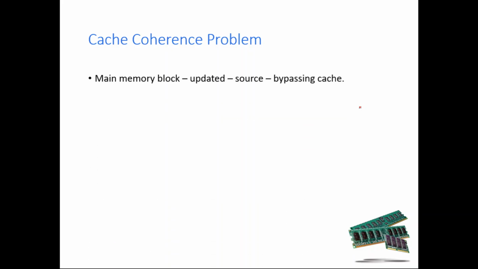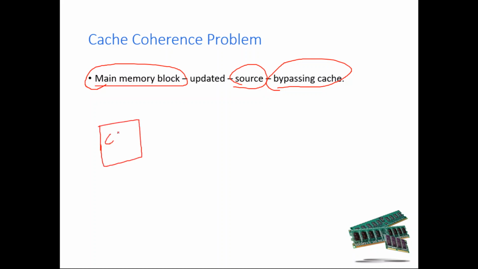There is one interesting thing in a computer: the main memory can be updated by some source bypassing the cache memory. There are some sources which can update the main memory bypassing the cache. What does it mean? You have a CPU here, and here you have the cache memory, and here you have the main memory.